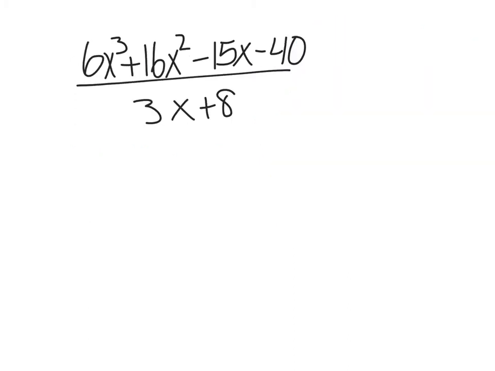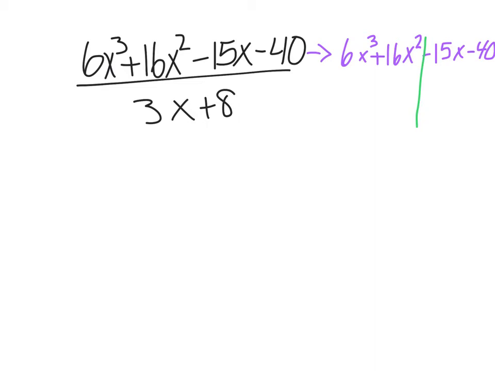Alright, here's our next example. So again, I'm going to take the top one and I'm going to rewrite that. And I'm going to draw my line right down the middle. And what is the smallest term on the left? It's a 6. And can 6 go into 16 evenly?